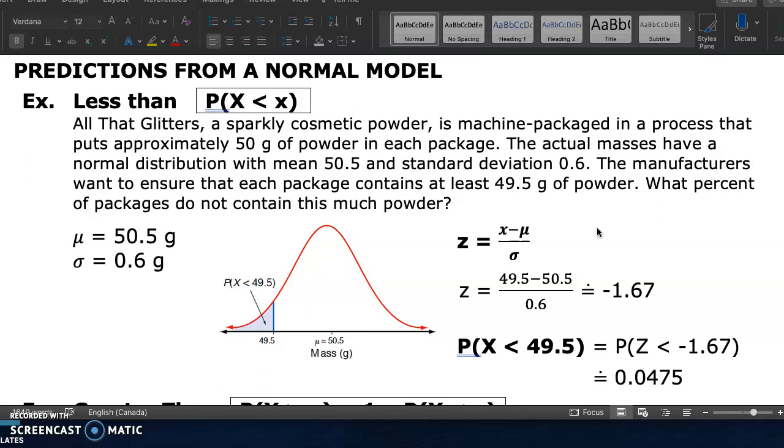All right, we're going to describe three situations that you can have using z-scores. Predictions from a normal model.